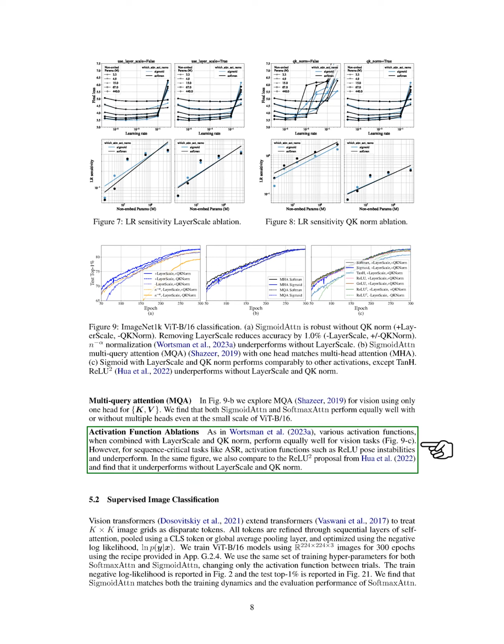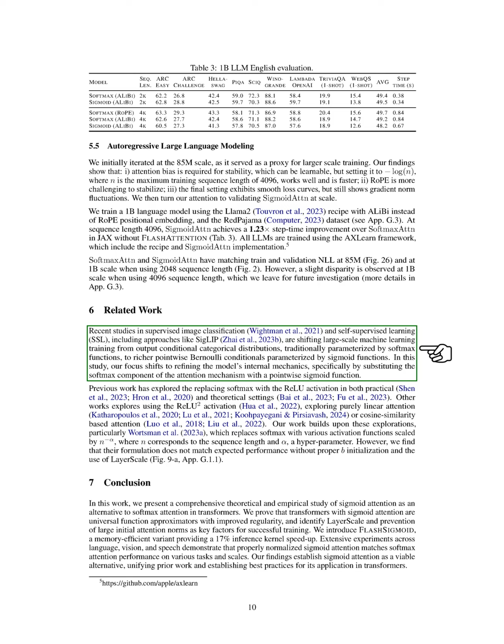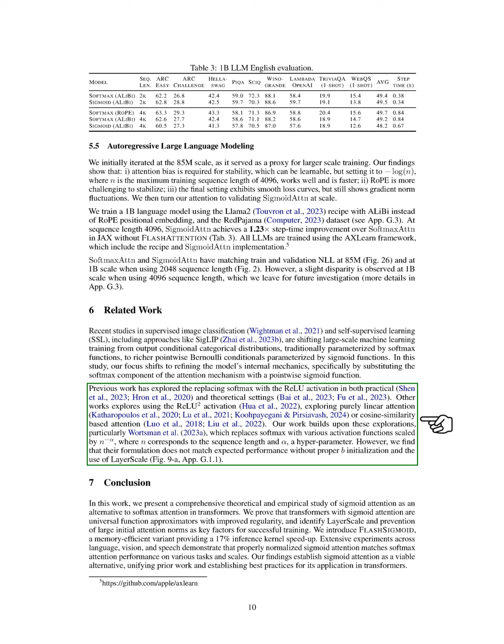Finally, we discussed related work, noting a shift in large-scale machine learning from traditional softmax functions to richer pointwise Bernoulli conditionals. Our focus was on refining the model's internal mechanics by replacing the softmax in the attention mechanism with a pointwise sigmoid function. We built on previous research that explored different activation functions and attention mechanisms, but we found that their approaches did not yield expected performance without proper initialization and the use of layer scale.